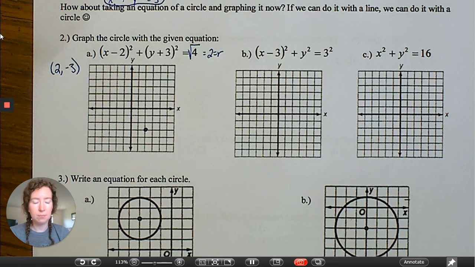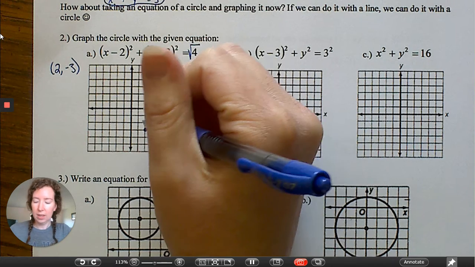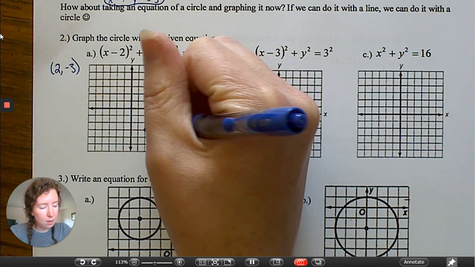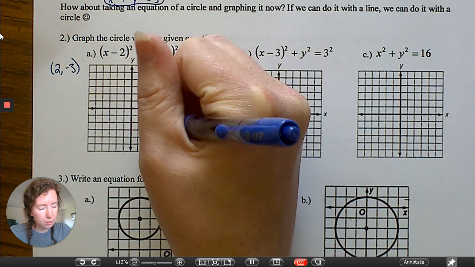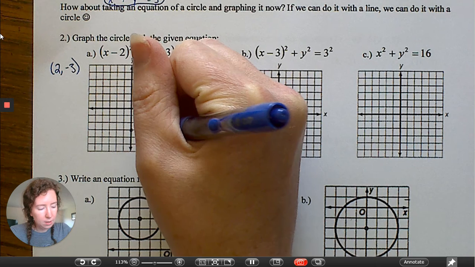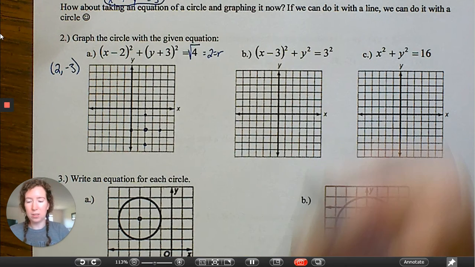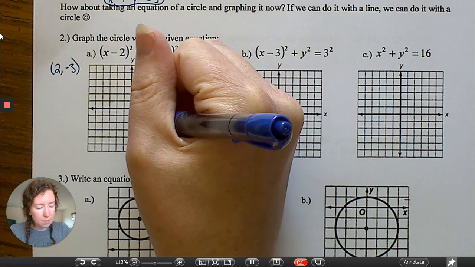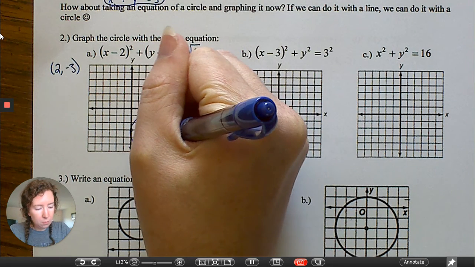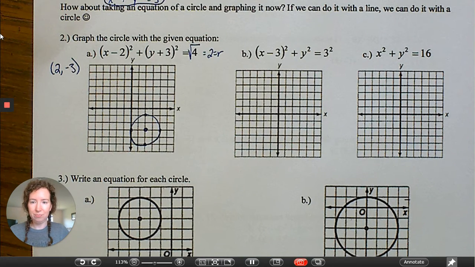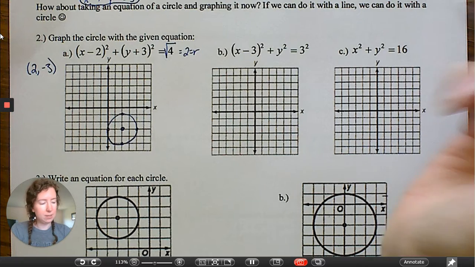So that's my radius. So then what I'm going to do is count out from this center point 2 spots. So like to the north, south, east, west. So up, down, left, right. And that's going to give me a good idea of where my circle is going to be. Okay, so it's not perfect, but it's close enough. And you get better with practice.